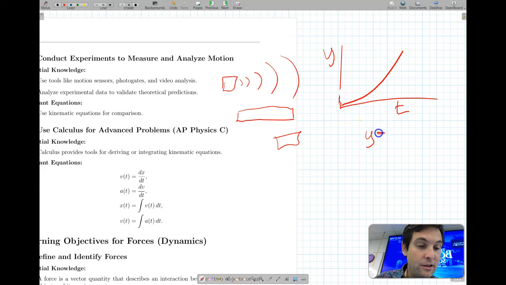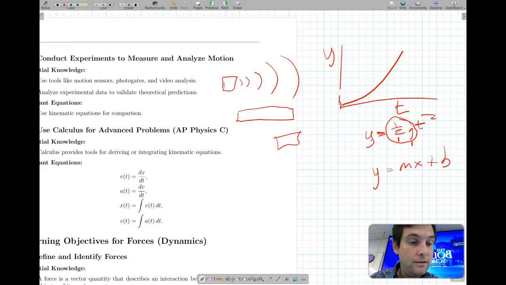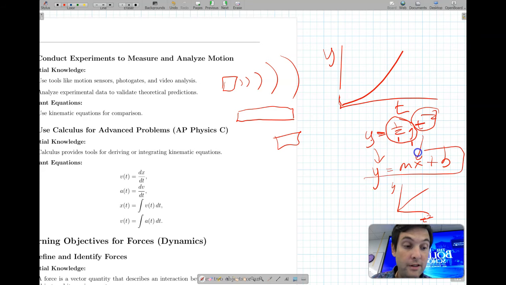How do I know that? Because I know from our last equation, y equals 1/2 gt squared. 1/2 is constant, g is a constant, so we get y versus t squared. What that means is y equals mx plus b. If I wanted my slope to calculate g, then on the x-axis I should have t squared. On my y-axis I should have y. So if I were to plot a y versus t squared graph, now I'm going to get a constant linear graph, because this is my straight line equation. This process is called linearizing your data.